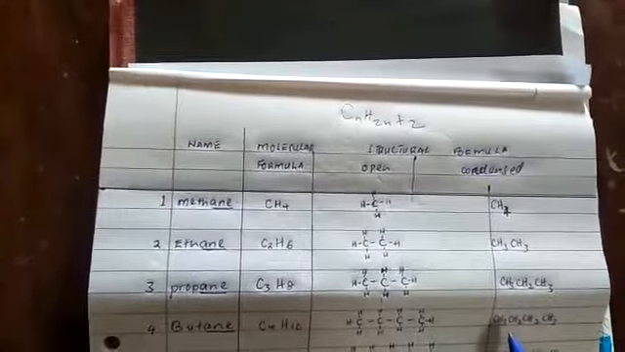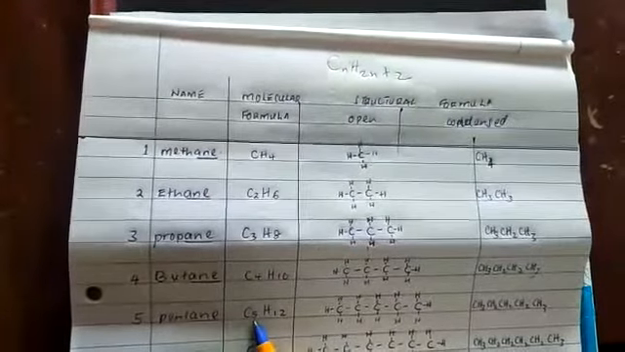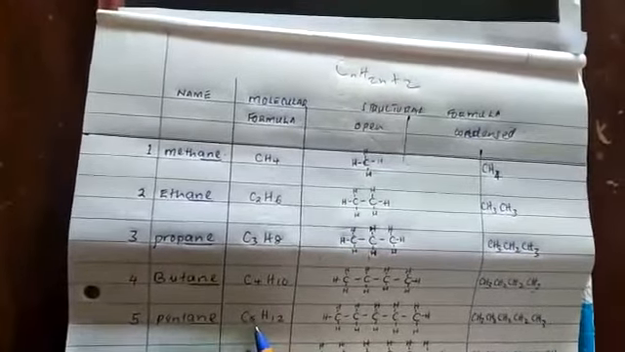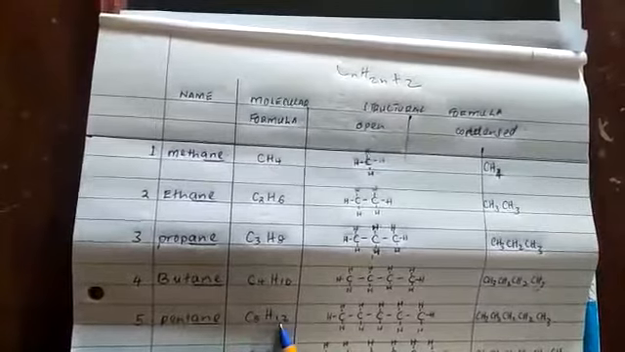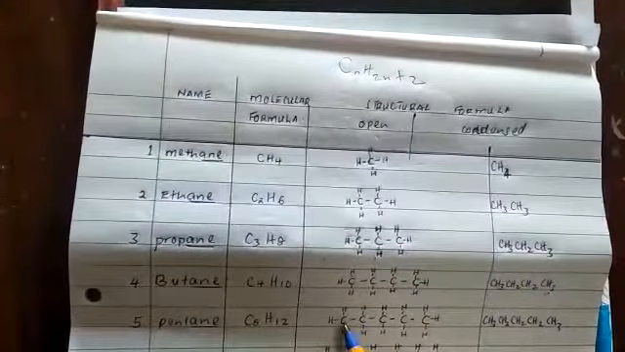The condensed formula will be CH3, CH2, CH2, then CH3. The 5th member, known as pentane, N is 5, so that is C5, H 5 times 2, 10 plus 2, that is 12. So you just show the 5 carbon joined through one covalent bond. So 1, 2, 3, 4, 5.